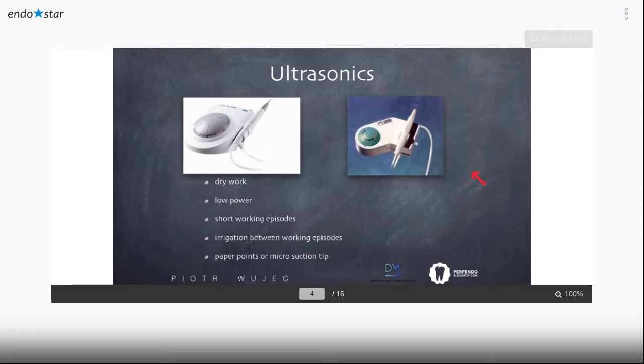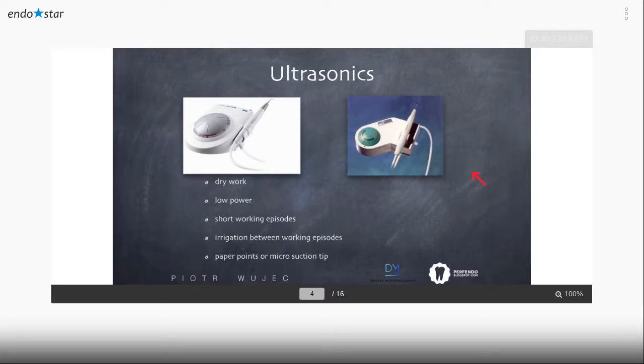The ultrasonics that we use during this procedure are the same ultrasonics as we use for calculus deposits removal, but we are working in dry conditions. If we want to see something, the canal must be empty, without any liquid. Of course, when the ultrasonics are working in dry conditions, they get a high temperature. So we need to work at low power, and we need to have short working episodes.